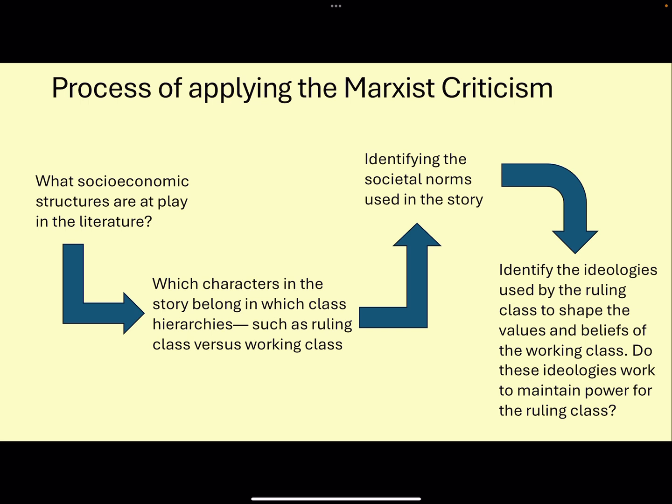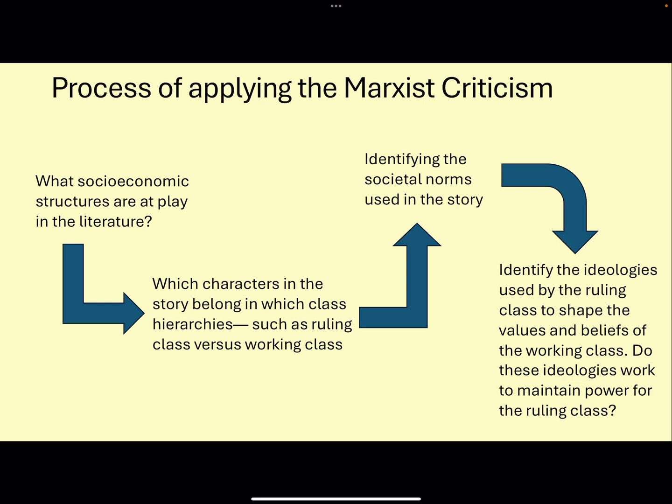The process of applying Marxist criticism: there are four ideas that we can use as a flow. We start by asking and answering what socioeconomic structures are at play in the literature. Then, which characters in the story belong in which class hierarchies, such as ruling class versus working class.